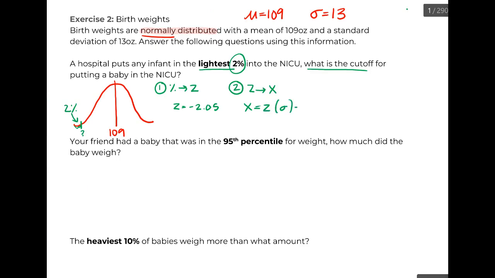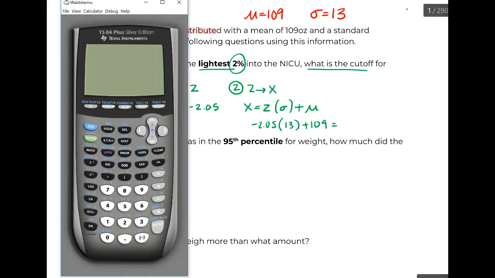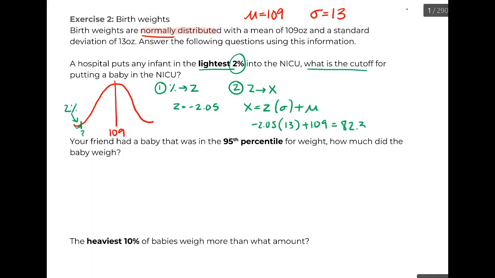Basically, how many bunny hops am I away from my mean? So negative 2.05 times our standard deviation plus 109. Times 13 plus 109. We have 82.35. Very important because I will dock points on both the worksheet and on a test. You definitely need units here. So everything was in ounces. So we're talking about a birth weight for a child in ounces. So that's what you need there.